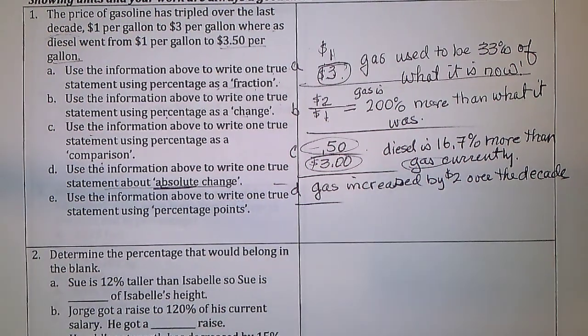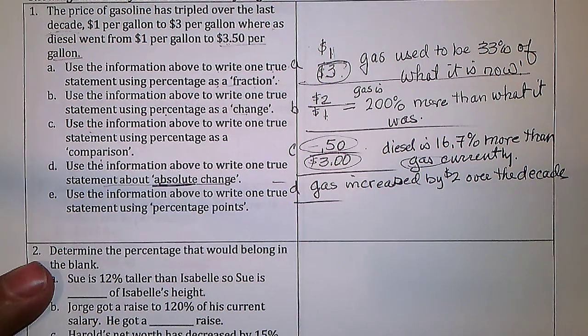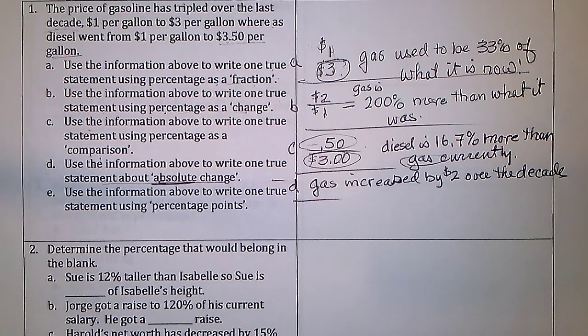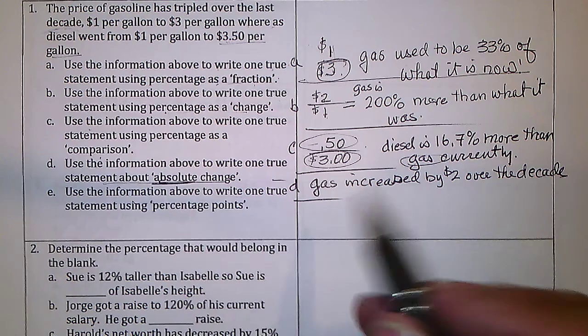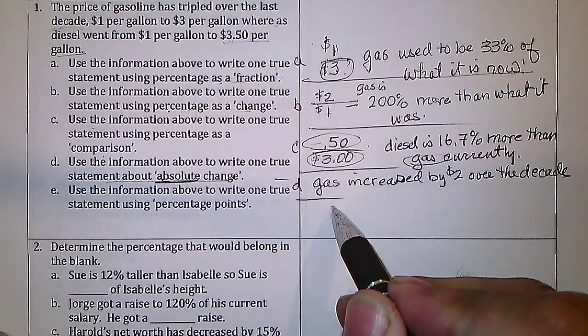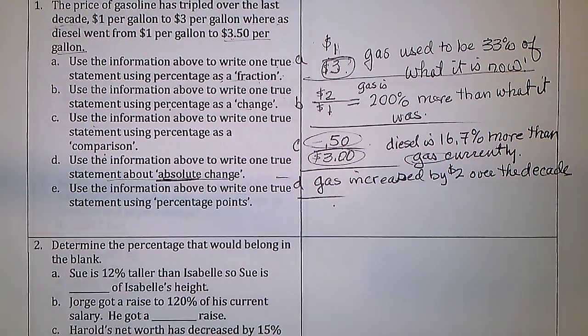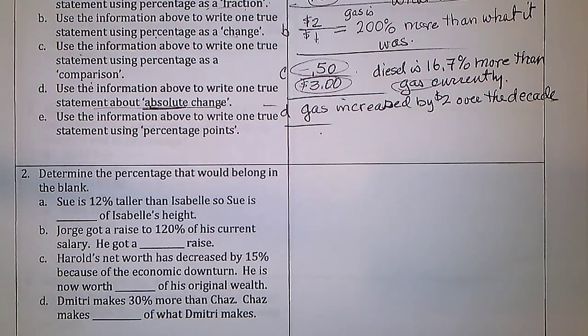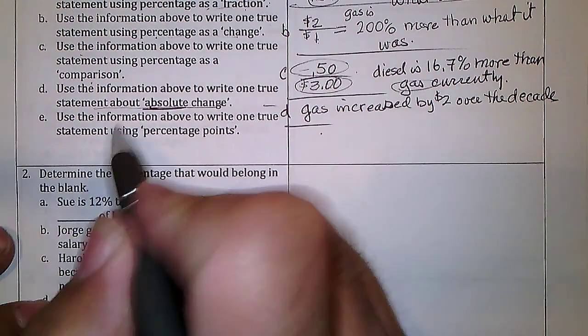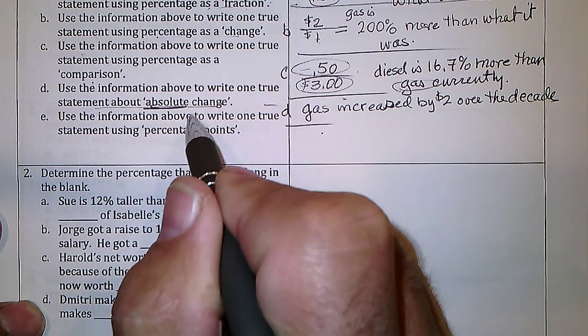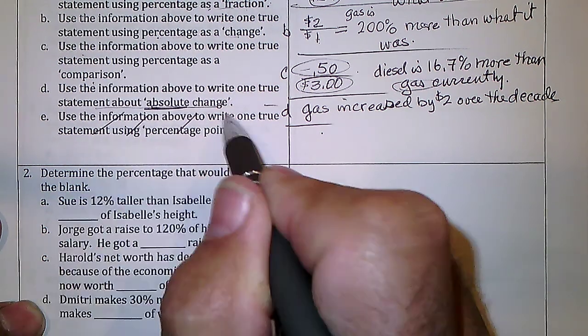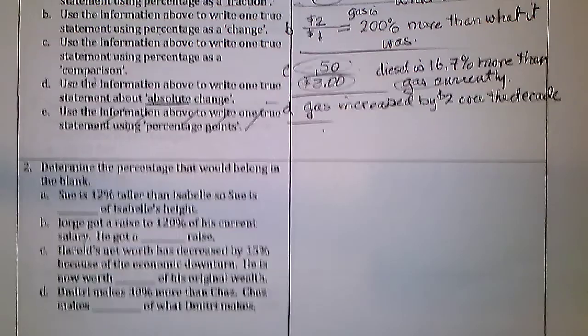Use the information above to write one true statement using percentage points. Okay. Let's see. I've got to think about that one. I'm going to move on because we didn't do that much. This was an old test and we didn't spend as much time on percentage points. So I'm going to leave that one off of here. Don't worry about that one.